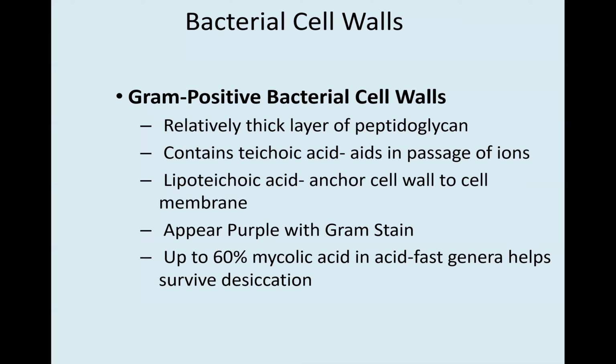They also may have lipoteichoic acid as well, and that helps to anchor the cell wall to the actual cell membrane. Remember, the cell wall is outermost, and then inside would be that cell membrane. So that lipoteichoic acid is going to help to anchor that. When we perform a gram stain, which we'll do in lab, gram-positive bacteria will appear like a purplish color. In comparison, gram-negative will be a reddish pink color. And up to 60% of mycolic acid in acid-fast genera actually help to survive desiccation. So we're going to be discussing that a little bit more in detail later on.